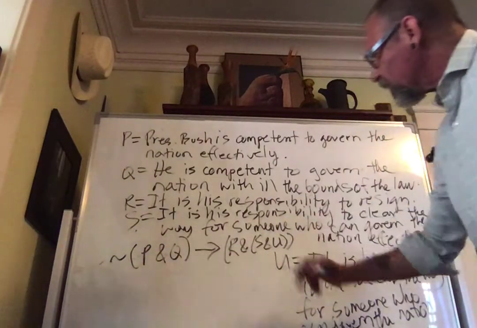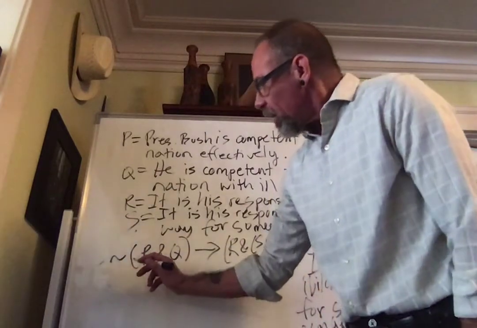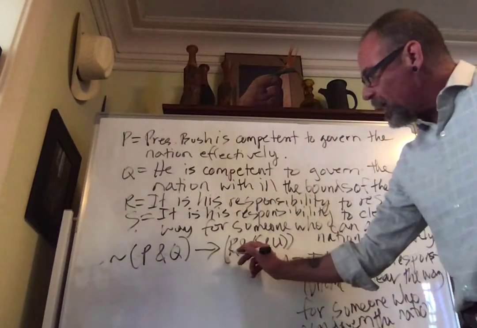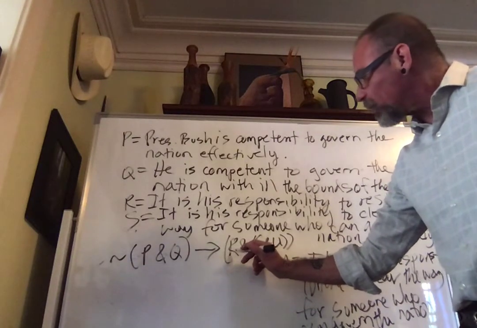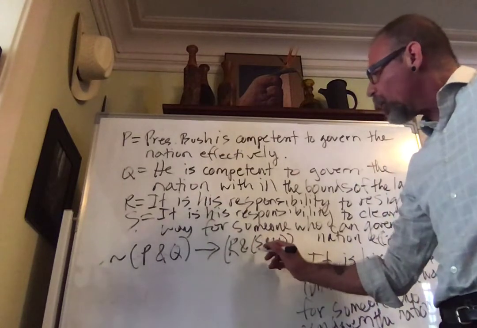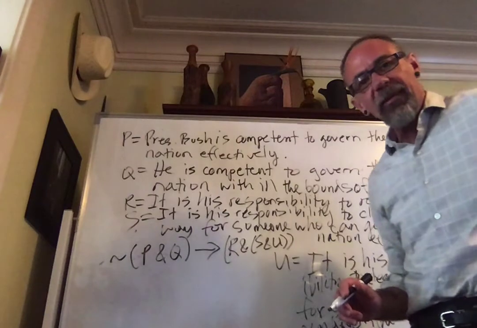So we have here a rather complicated conditional premise. The antecedent is the negation of P ampersand Q. And then the consequent is this compound conjunction: open parenthesis R, ampersand, open parenthesis S, ampersand U, followed by 2 close parentheses.